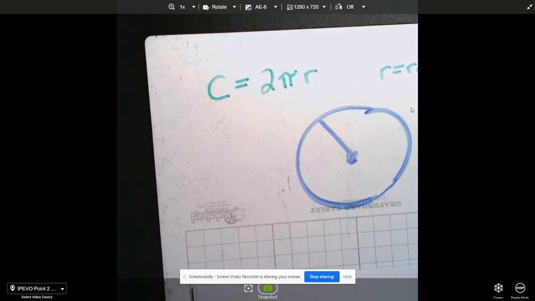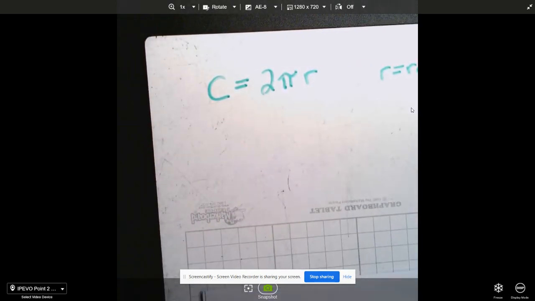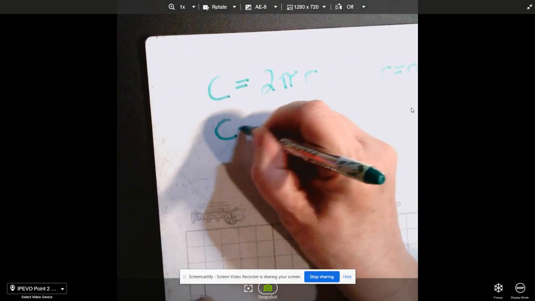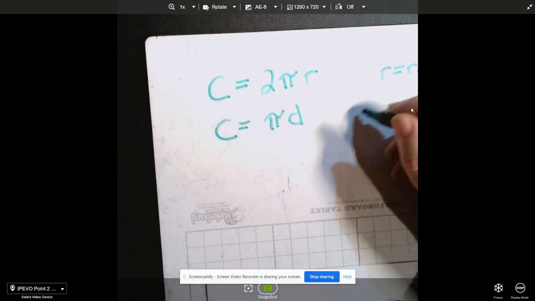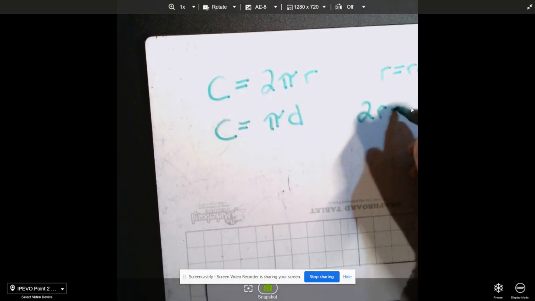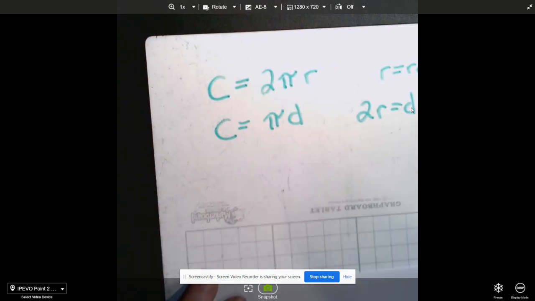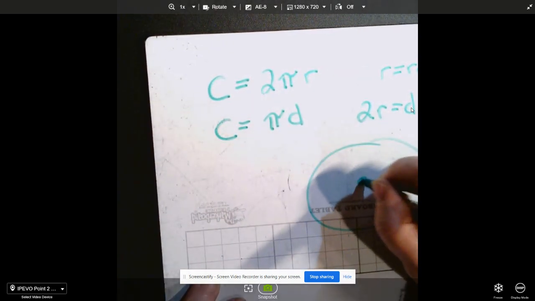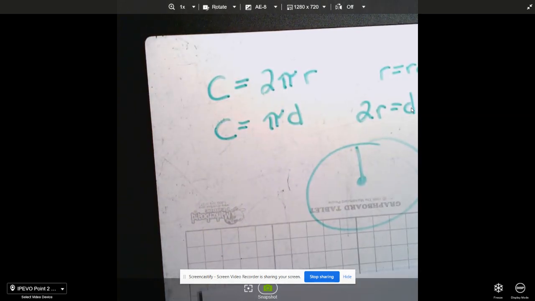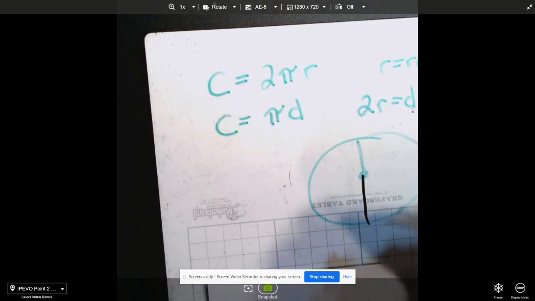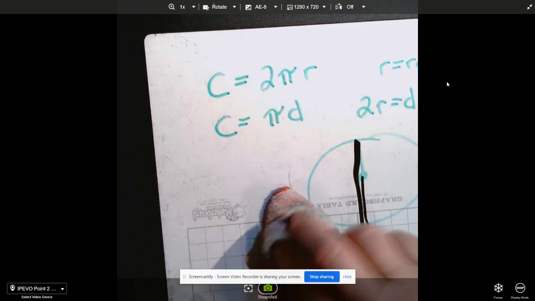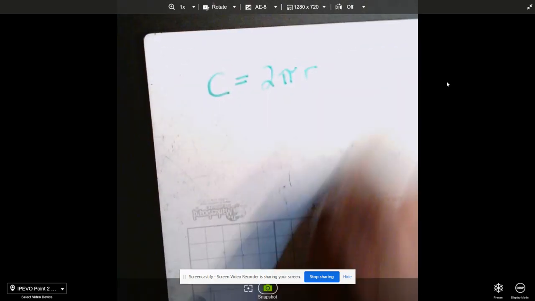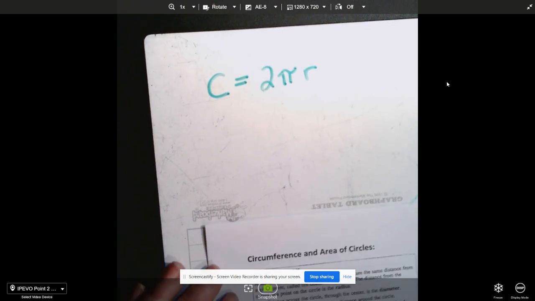Now, there's actually also another formula that you could use. The circumference is also pi times the diameter. And the reason for that is, as we saw, if I take 2 times the radius, I get the diameter. Because if you remember, right here, if I take one radius and then another radius, I actually get the diameter. So just always remember the radius is half of the diameter. But I always like to just use one formula so I don't get confused. So I tend to just use 2 pi r.